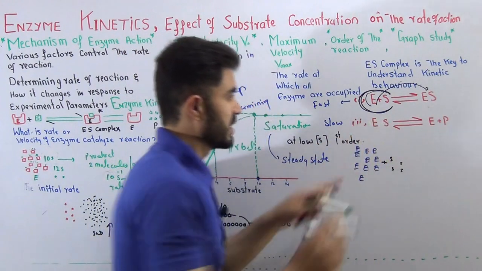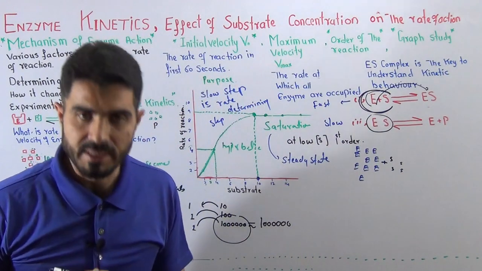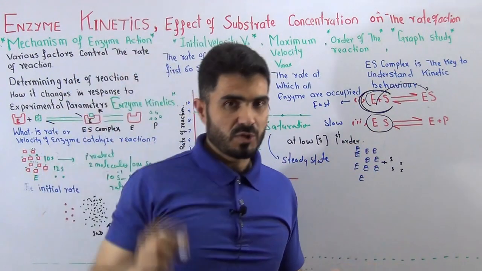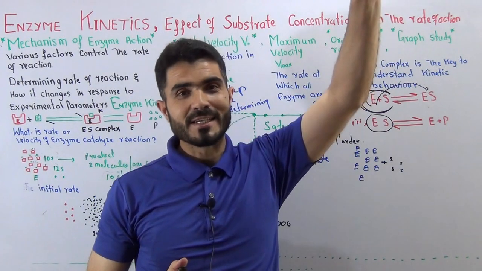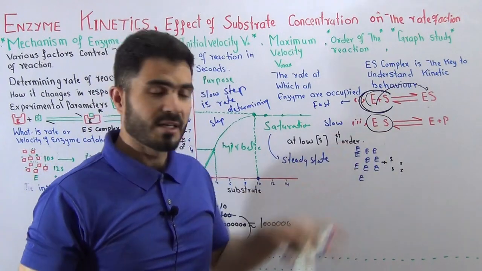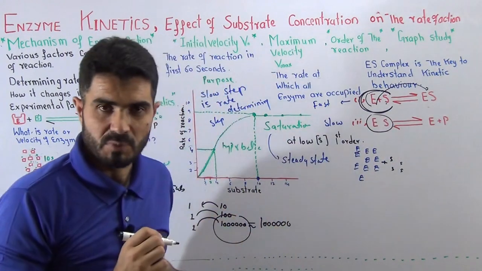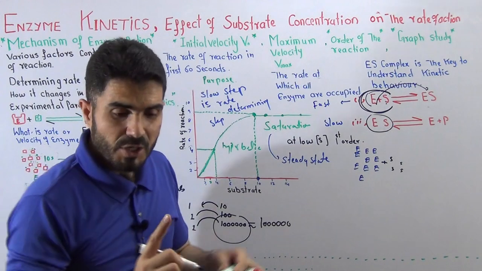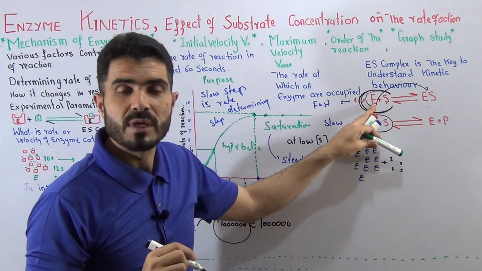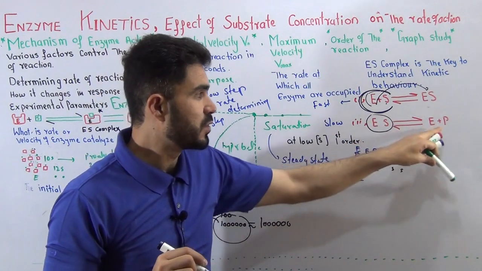And now you come to the second step. This is our rate determining step. Rate determining step means if you have more enzyme substrate complex, then the reaction rate will be increased. If you have less enzyme substrate complex, the reaction rate will decrease. Now, in simple words, by increasing the substrate, because initially substrate were very less, as a result more substrate combined with enzyme, more enzyme substrate complex formed, and more enzyme substrate converted into enzyme product.